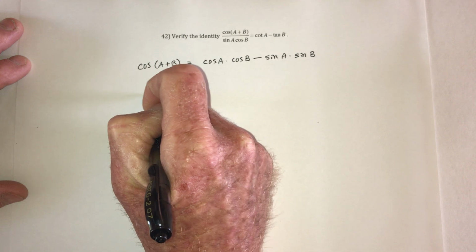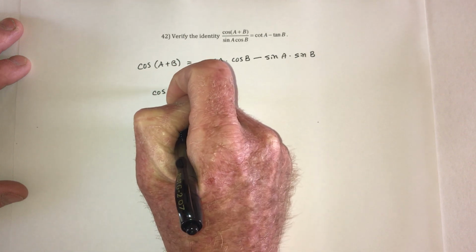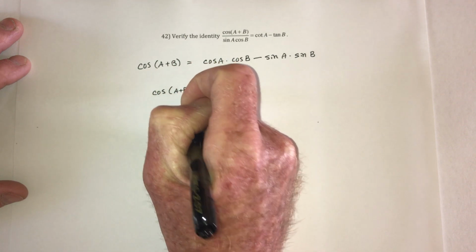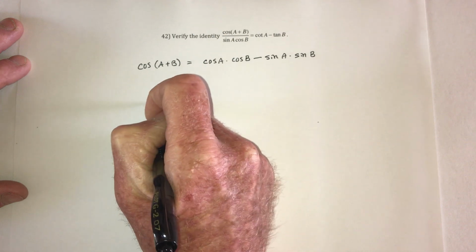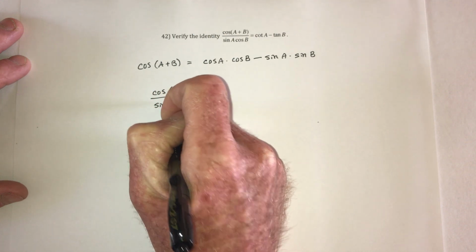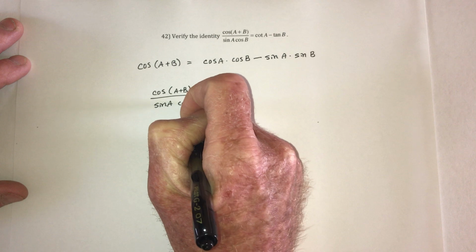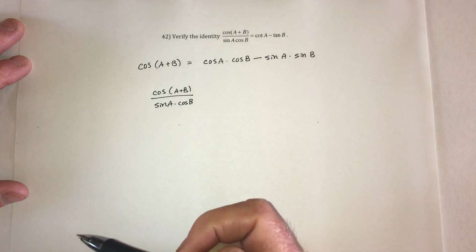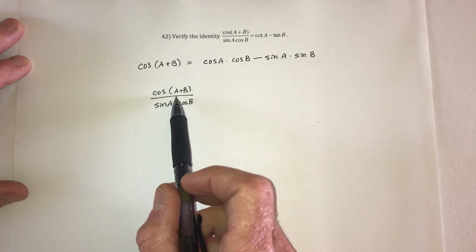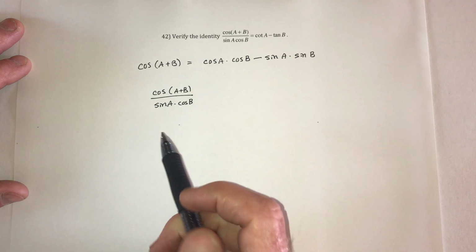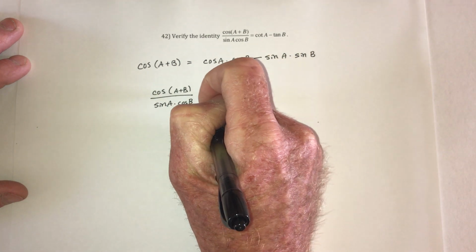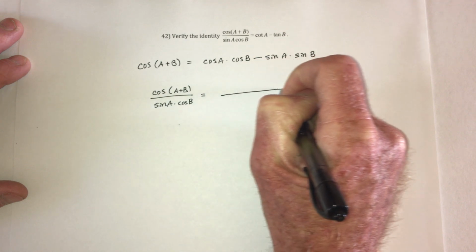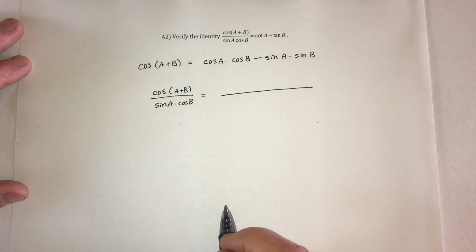So the left-hand side is cosine of A plus B divided by sine of A, cosine of B. If you just watched podcast 41, I just wrote the word left for left-hand side right here instead of doing that. Sometimes I feel lazy and sometimes I don't. Right now, I'm going to go ahead and write out everything.